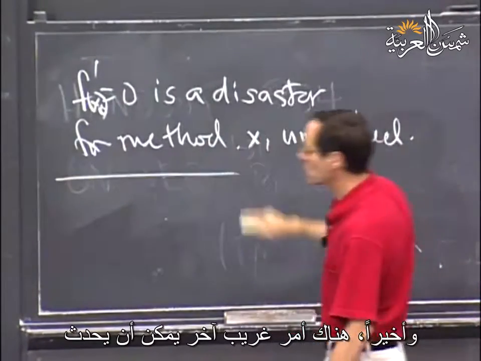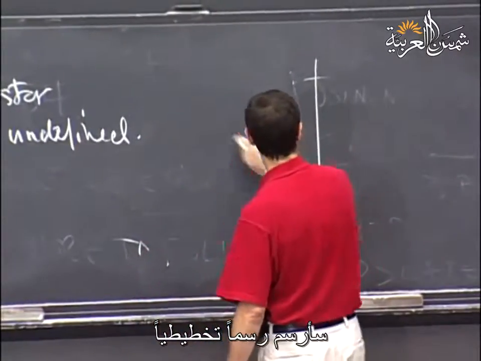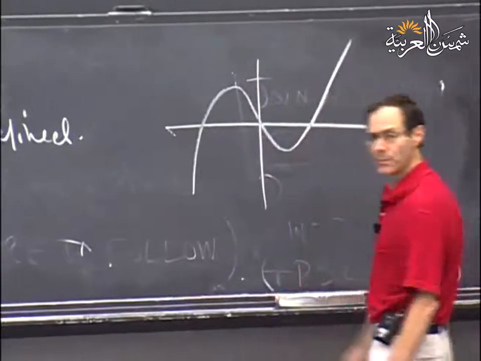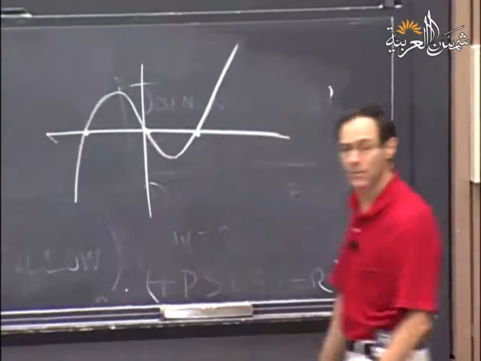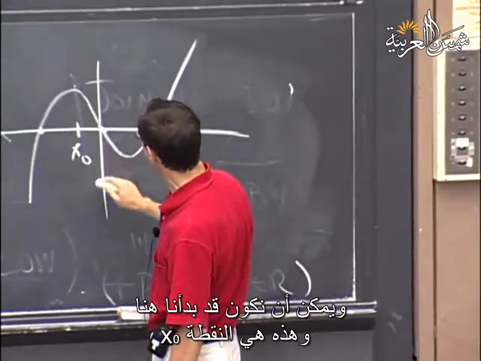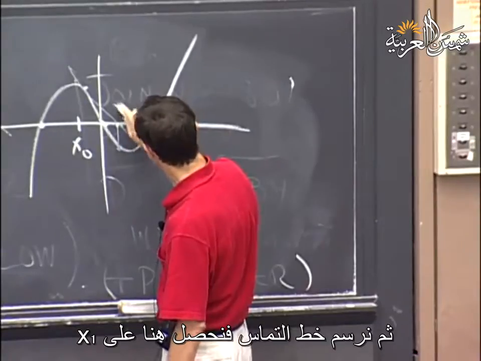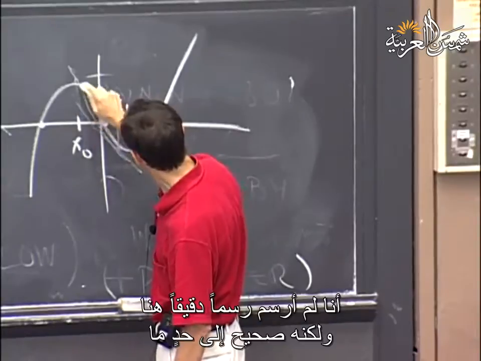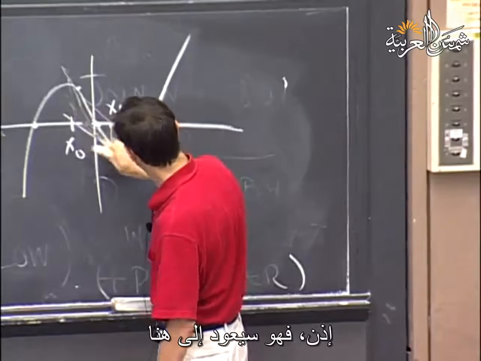And finally, there's one other weird thing that can happen, which I'll just draw a picture of schematically, which you can get from a wiggle. All right? So this wiggle has 3 roots, the way I've drawn it. And it can be that you can start over here with your x0 and draw your tangent line and go over here to an x1. And then that tangent line will take you right back to the x0. All right? I didn't draw it quite right, but that's about right. So it goes over like this.